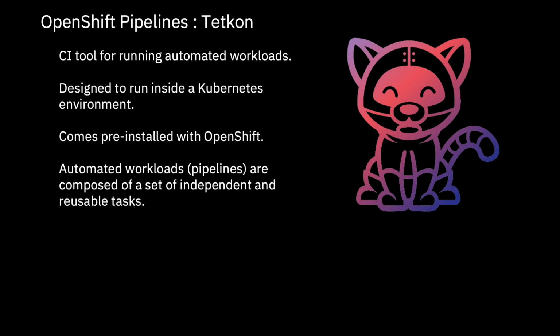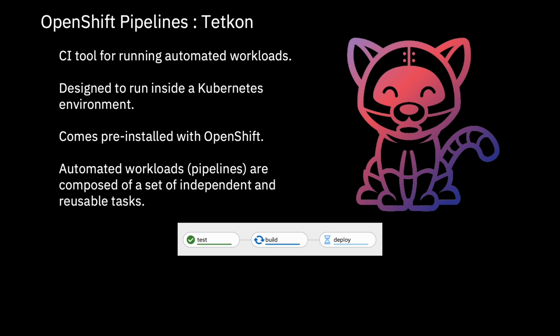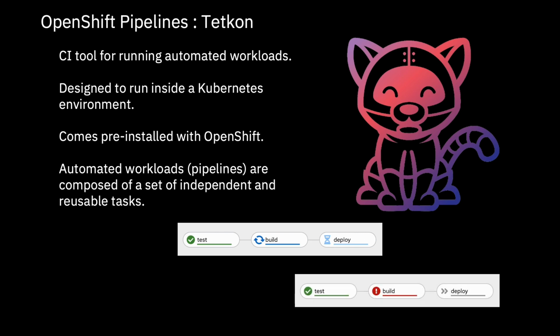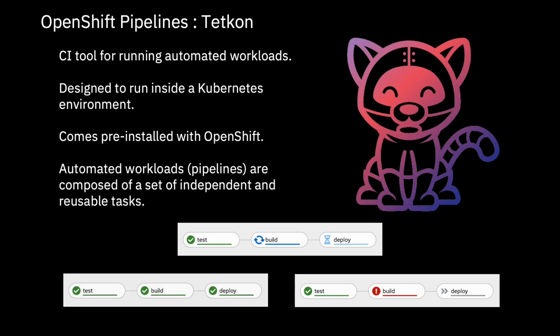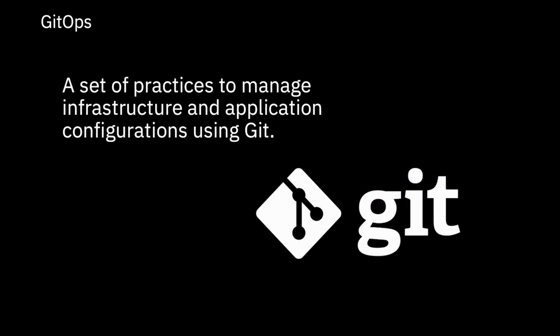Technically speaking, Techzone runs pipelines that are composed of a set of reusable tasks. You can view the Techzone tasks as Lego blocks that you can easily plug and unplug to create new variants of a pipeline. Over to OpenShift GitOps with Argo CD. But first, I'd like to take some time and explain what GitOps is.